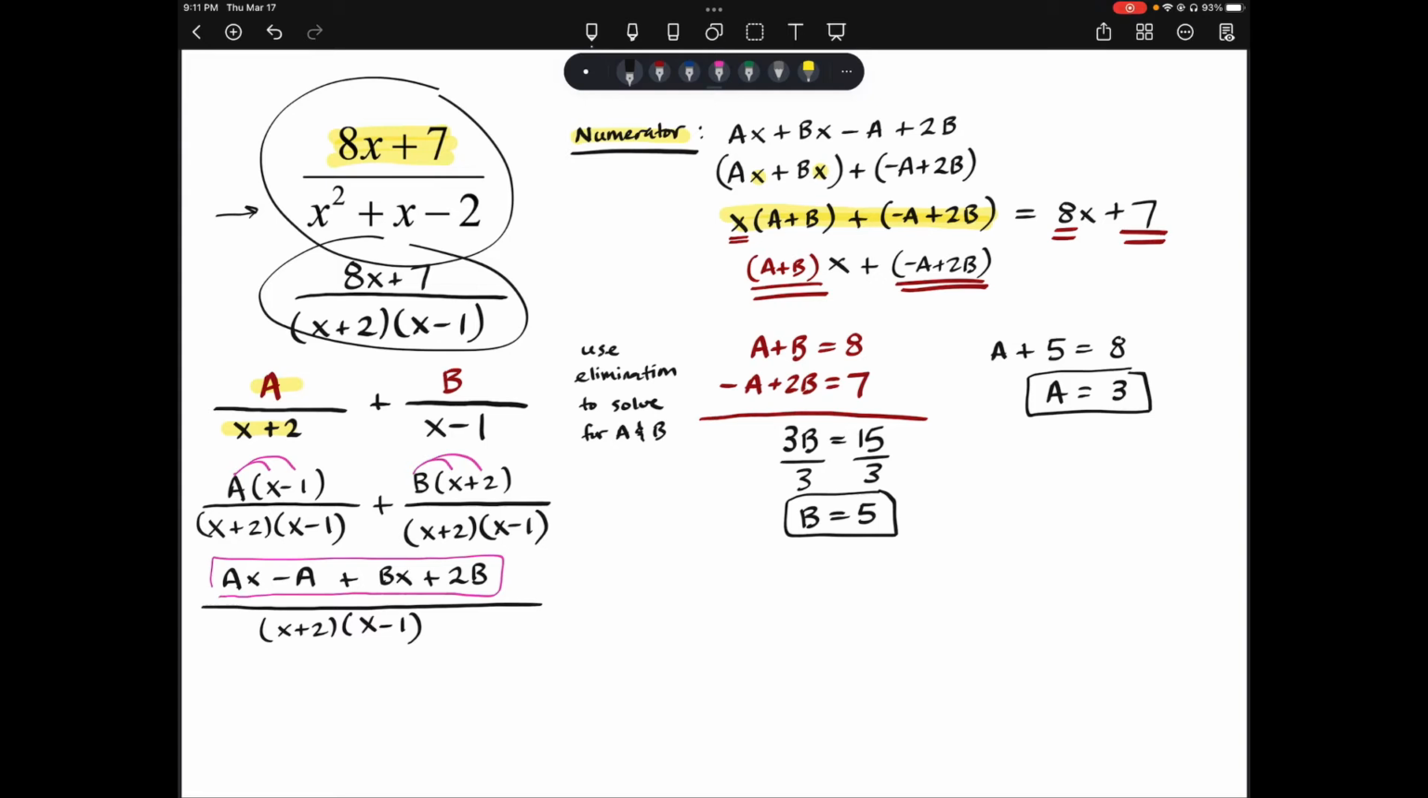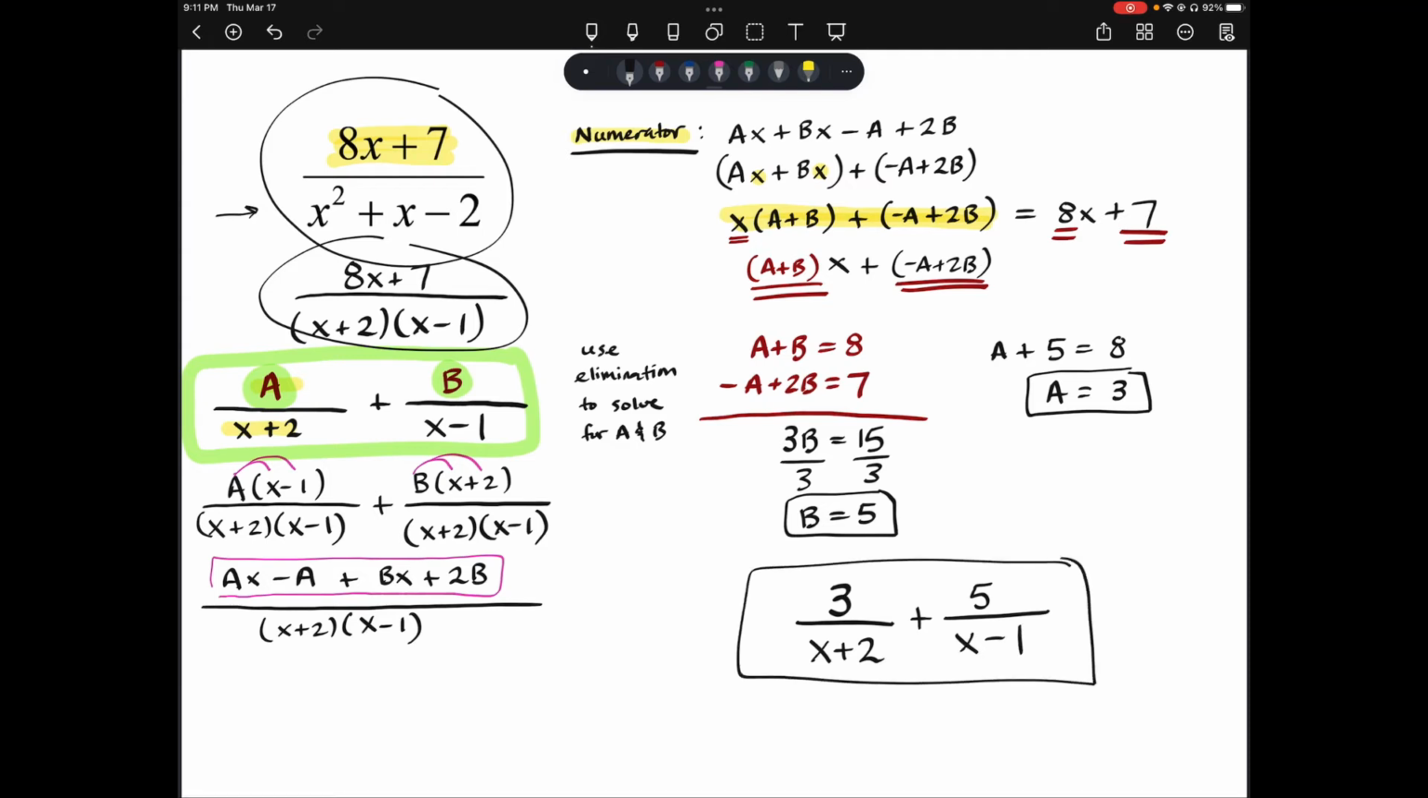Now, what do we do with that information? Well, remember, we were trying to get this into this form here. So now that we're just looking for our a and our b, we're just going to substitute those values in. So our answer would be 3 over x plus 2 plus 5 over x minus 1. And just like that, we're finished. And if you weren't sure if that's right or wrong, you could always add those two fractions together by getting a common denominator. And when it simplifies, it should get you to our original problem.